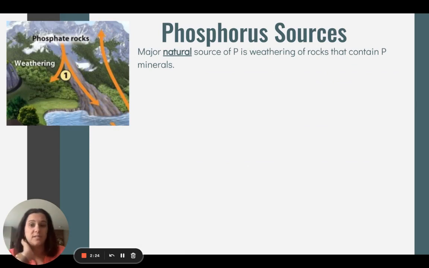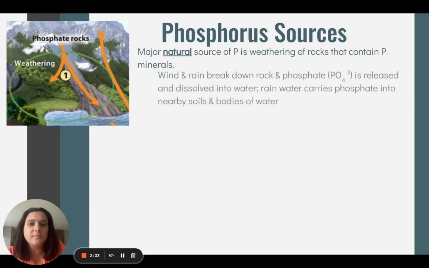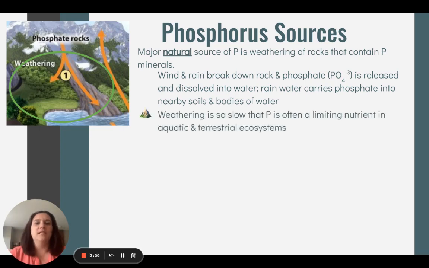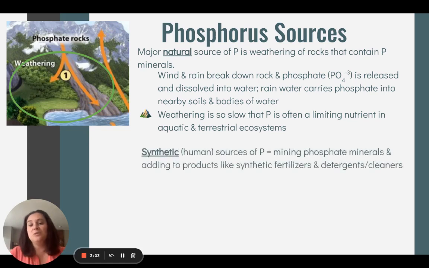So in terms of sources, there's kind of two. We'll look at natural and synthetic. The major natural source is rocks that contain phosphate. Over time, wind and rain and other forces will break down that rock and release phosphate, which is a form of phosphorus. That phosphate can get dissolved in water to an extent, and it can enter our water cycle, which we'll talk about soon. It can be in our rainwater, and that can move into nearby soil and other bodies of water. So it cycles through in that way. As a reminder, it's very slow. This is a limiting nutrient.